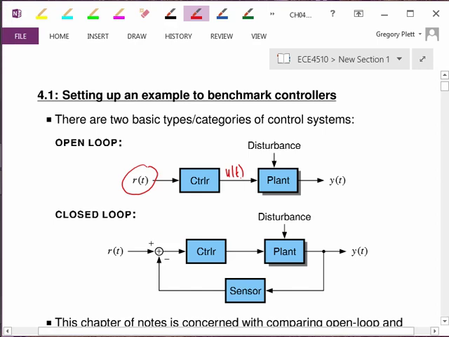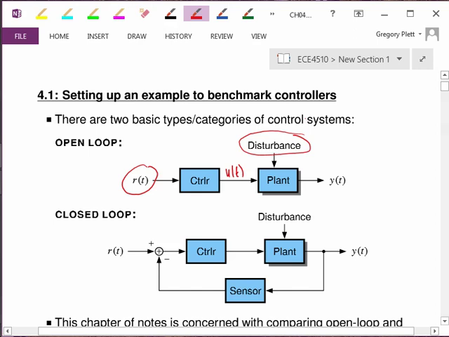Something that makes life a little bit complicated is that there's always this disturbance that can influence the plant, and we've talked about all these things before. So the disturbance in a cruise control system might be the wind that buffets the car or some uneven road grade that influences the car's speed, but it's not something that we directly have control over, but we need to do something about.